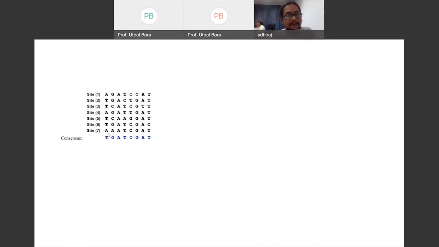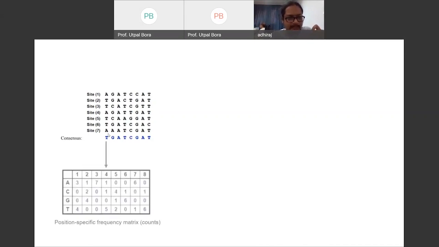So how do we give weight to each sequence? Let's understand that. Suppose now you want to convert this whole matrix into numbers. How many A's are there in position one? One, two, and three. So it is three. And how many T's are there? There are four. One, two, three, and four.